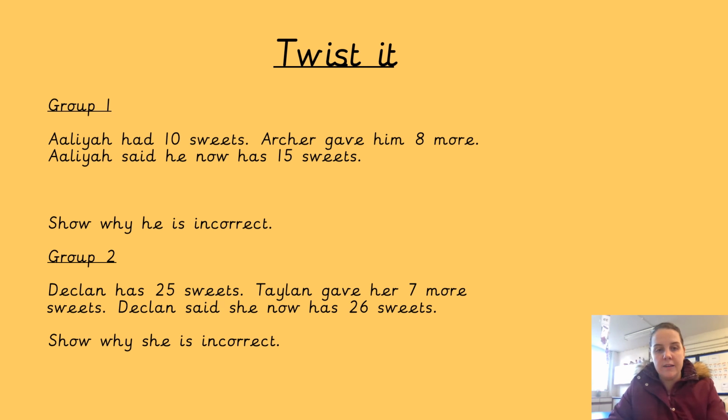In group 2, Declan has 25 sweets. Taylor gave him 7 more sweets. Declan said he now has 26 sweets. Show why he is incorrect. So again, you would circle 25 and circle number 7 if you had it on the sheet in front of you, like in the maths book. You can write these numbers down, and then you need to put it into a number sentence and then tell me the answer.